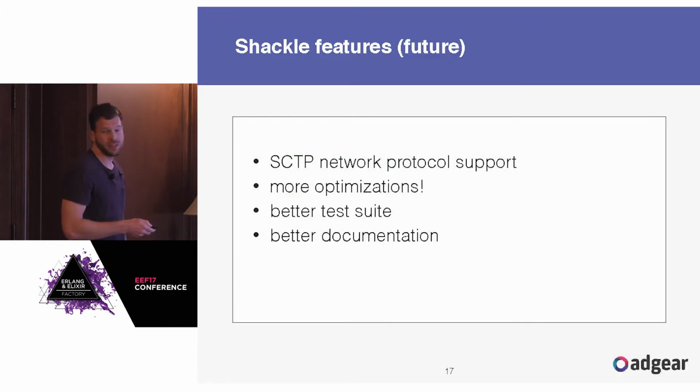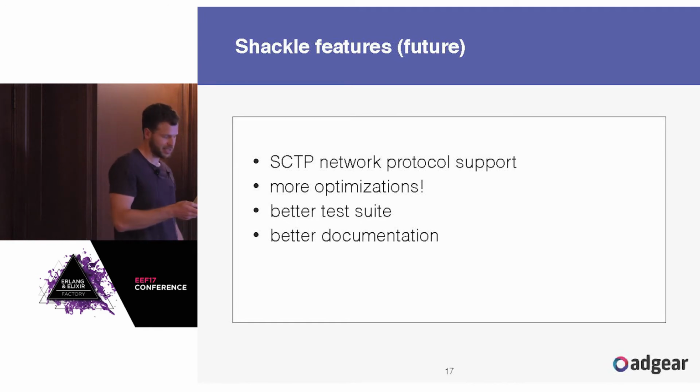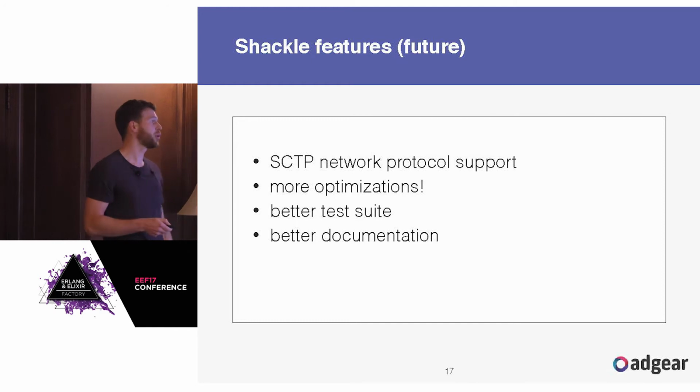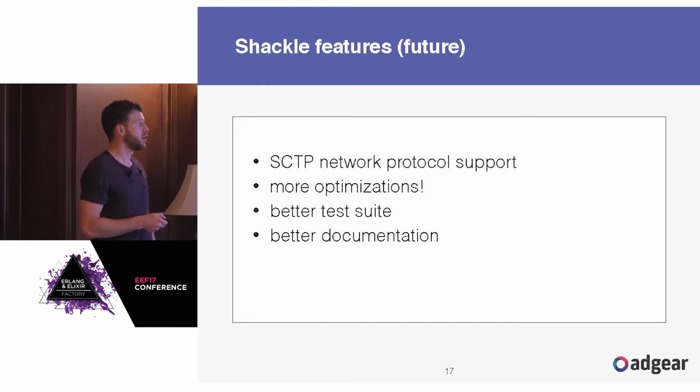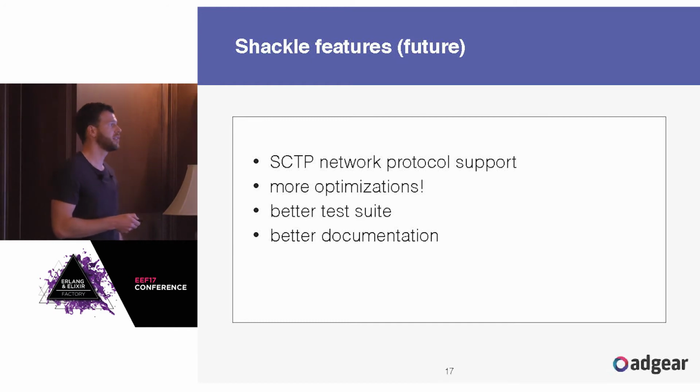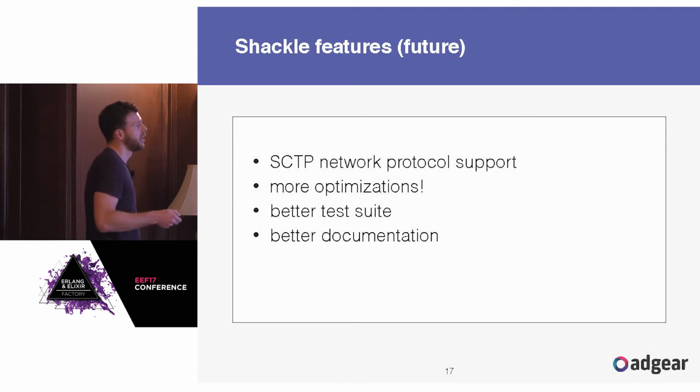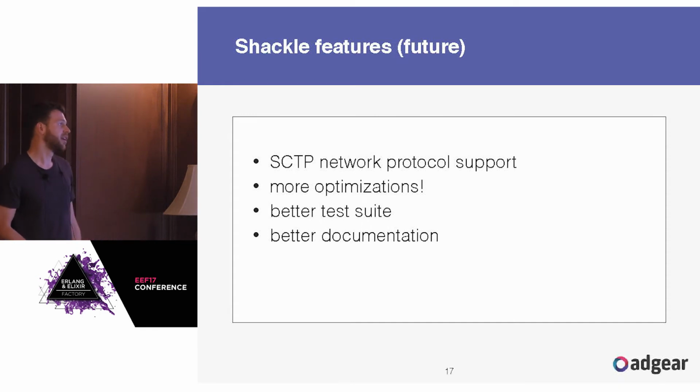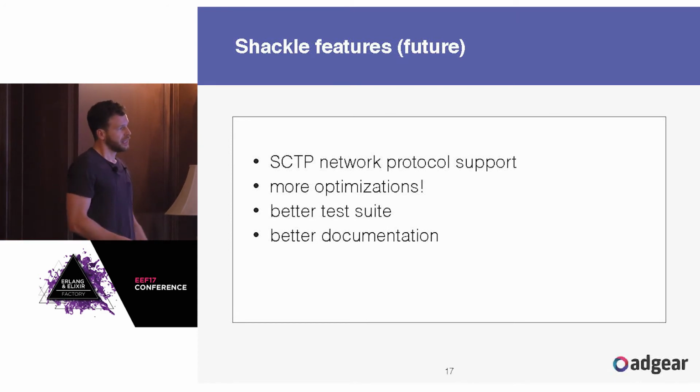So other features that are upcoming, because my coworkers decide to keep using new protocols all the time: the SCTP network protocol is coming because one of our services is going to use SCTP now. There are more optimizations coming. I really need to redo the test suite. It does an okay job at covering, but it could be much cleaner, much more complete, and have better documentation.